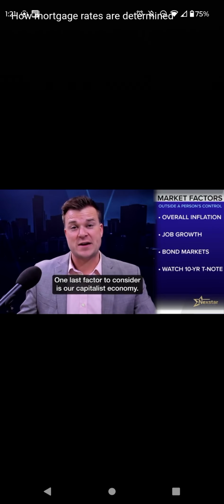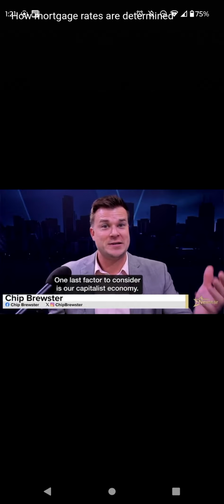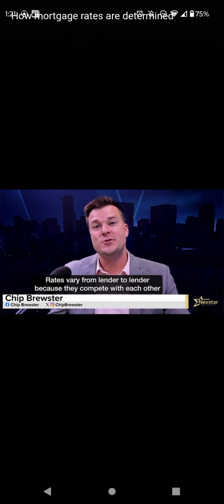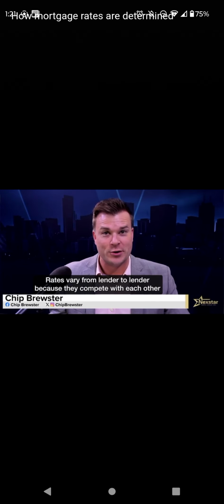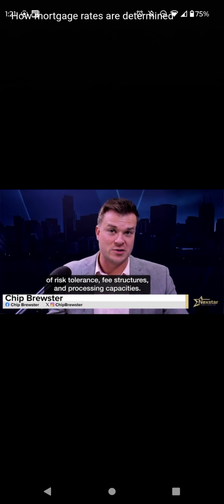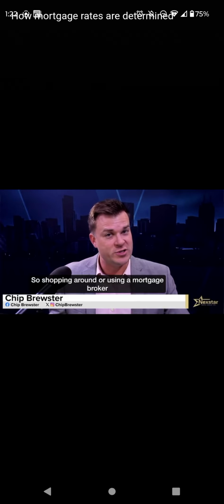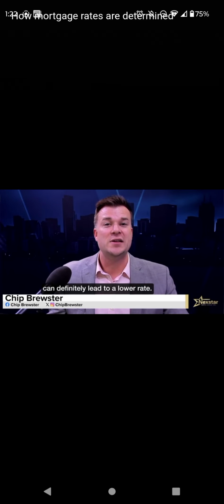One last factor to consider is our capitalist economy. Rates vary from lender to lender because they compete with each other and have different levels of risk tolerance, fee structures, and processing capacities. So shopping around or using a mortgage broker can definitely lead to a lower rate.